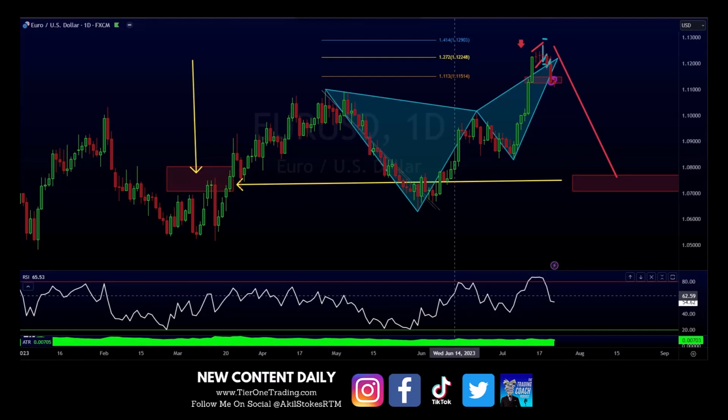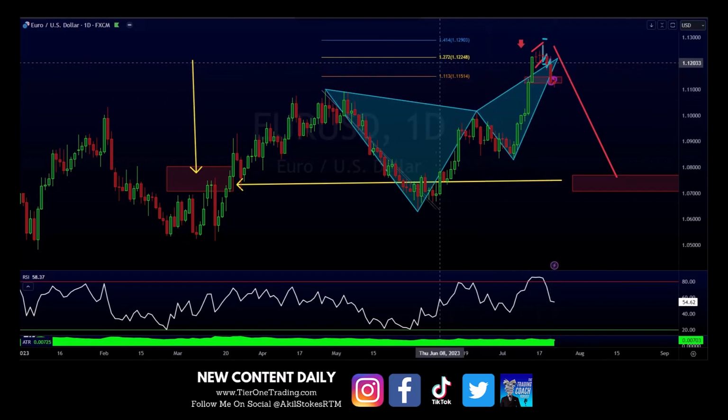I want to pop in and share with you one of the ideas that is on my radar for the week ahead. This is going to be a follow-up on the euro dollar. If you remember in last week's video, we were looking at a butterfly pattern here on the euro dollar. That's going to be these blue little triangles in front of your eyes here.